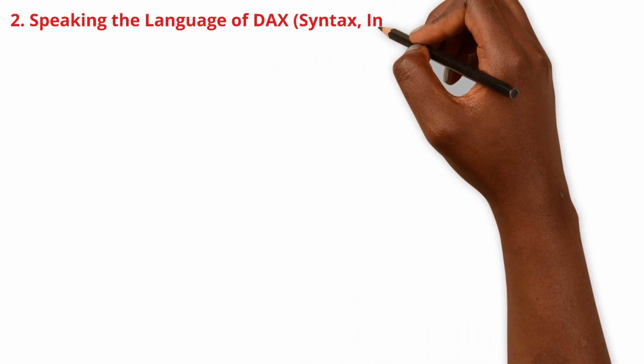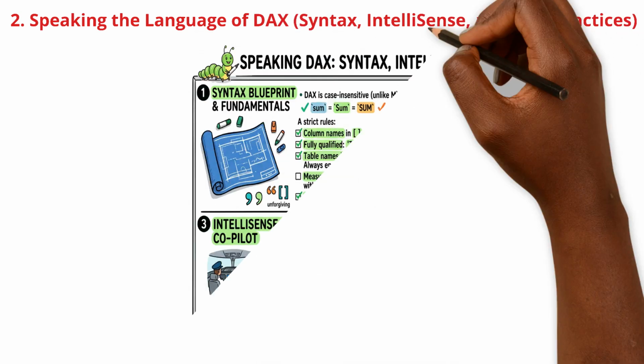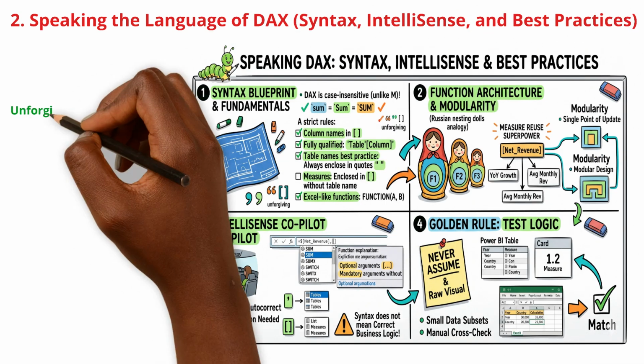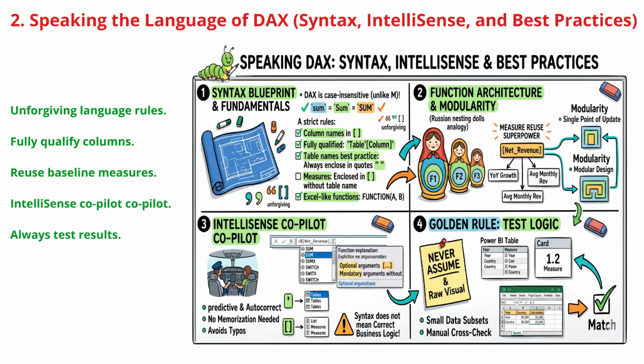Think of DAX as learning a new, unforgiving language. DAX is completely case-insensitive, but typography is everything for your copilot. The blueprint is simple. Columns must be fully qualified in square brackets, preceded by the table name and single quotes, like sales revenue. But crucial convention, existing measures are called directly with bare brackets, like all sales.